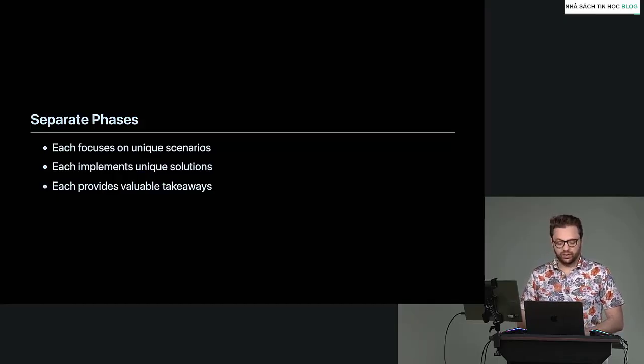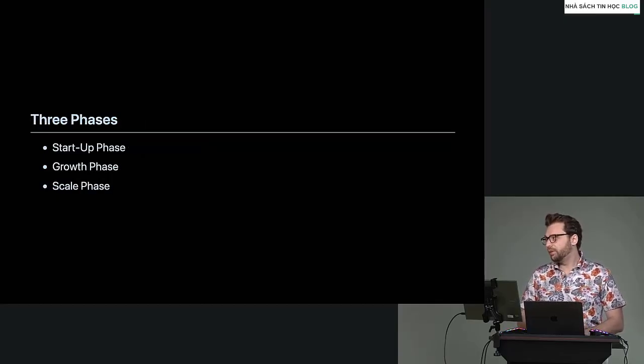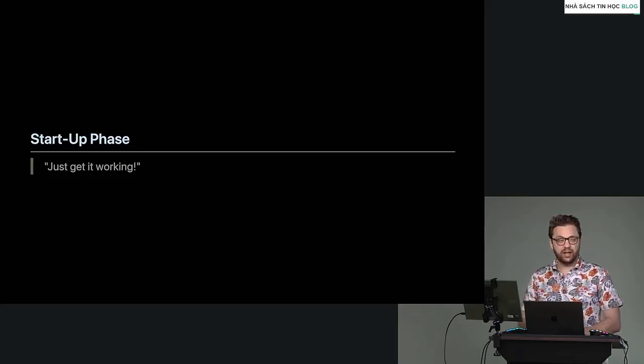So each phase will provide us with at least some value, hopefully. Again, the three phases that we're going to be going into are the startup phase, the growth phase, and then the scale phase. The startup phase is really just the tried and true, just get it working. Right? That's the whole point of the startup phase, and what we're going to focus on is just plain and simple, just get it working. I just want to get my app online. I just want to get it running in production. I just want to make sure that it can easily be accessible. I don't want to worry about hosting things or resources or cloud or any of that. Just get it working, right?